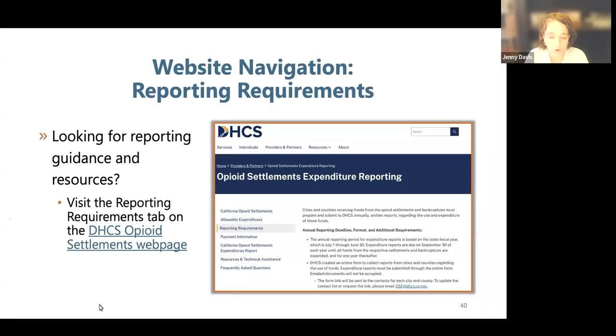We do also have a whole page on reporting requirements on our California opioid settlements webpage. This is where you can go if you have any lingering questions on what to expect from that reporting period. If you haven't gone through it before, again, you can always reach out to our main inbox as well.